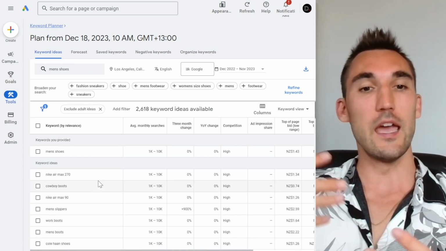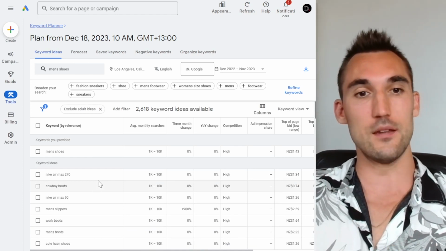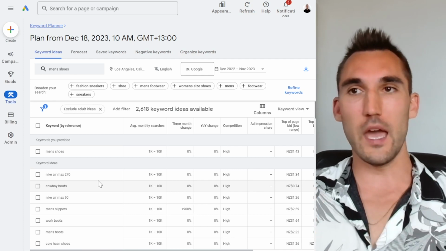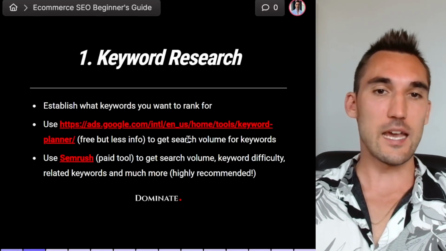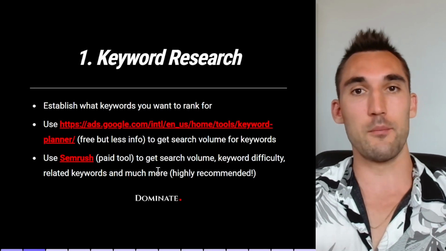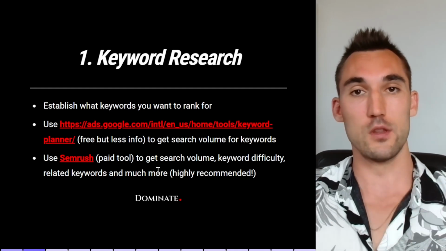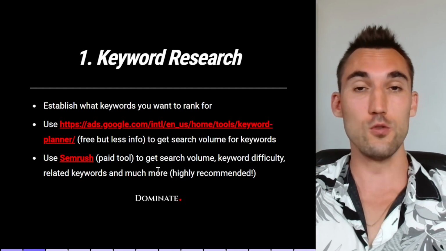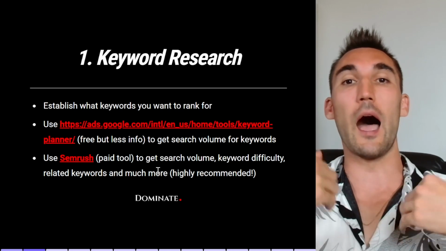However, the problem is it only gives you the search volume and the keyword itself, which is okay, but it's not a lot of information. The second tool you can use is called SEMrush, and I'm going to put my affiliate link to SEMrush below this video because I highly recommend you use it if you're doing SEO, because I personally use it.